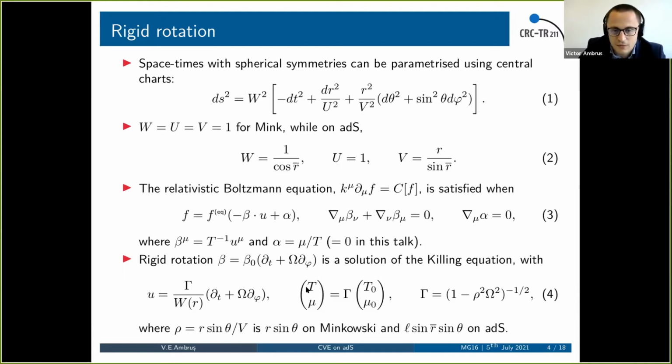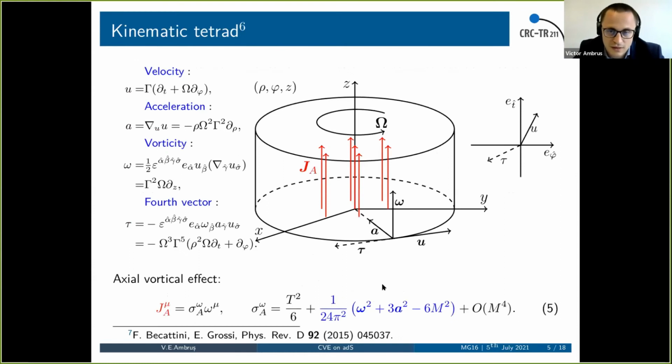What happens now is, through the Tolman-Ehrenfest law, the temperature and the chemical potential will depend on position. They are related to their value on the rotation axis by this Lorentz factor, gamma. So this is what rigid rotation looks like in Minkowski space.